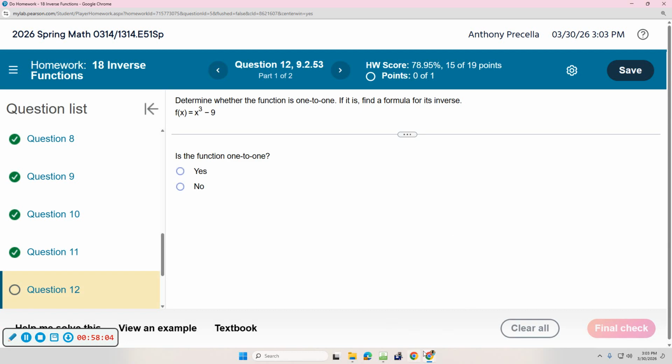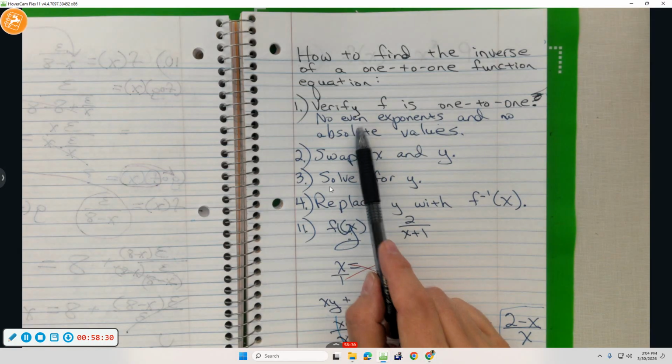This is number 12. They give us the function f of x is equal to x cubed minus 9. I remember one semester a student saying, this is not one-to-one because of the exponent. I didn't say that. I said no even exponents.